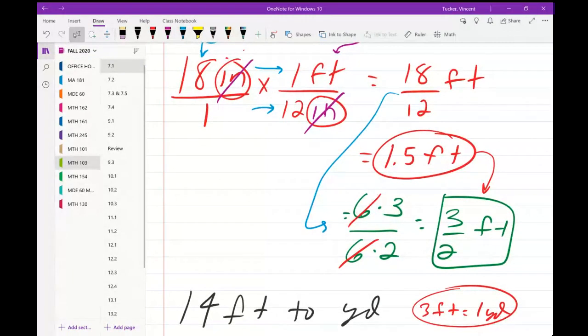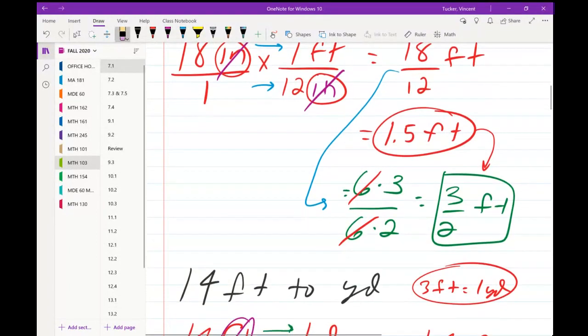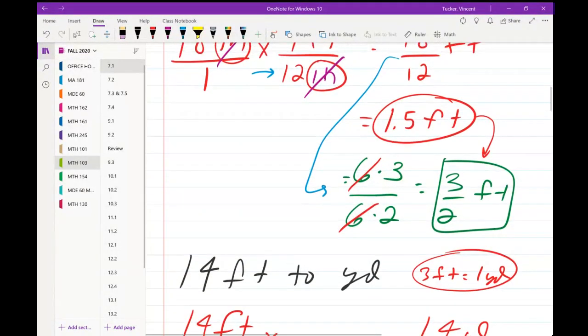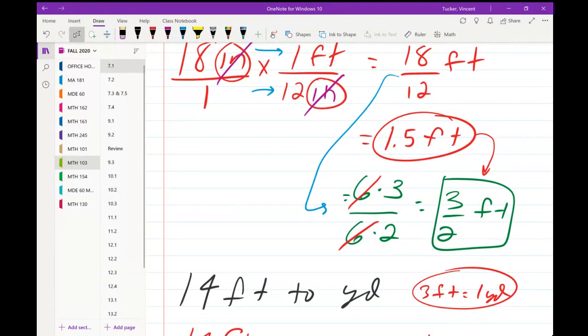All right. Questions before we look at the next one. Excuse me, Professor. How did you get 1.5 feet again? Can you explain that again? I'm sorry. 18 divided by 12. Oh, okay. Yeah, just throw it in the calculator.